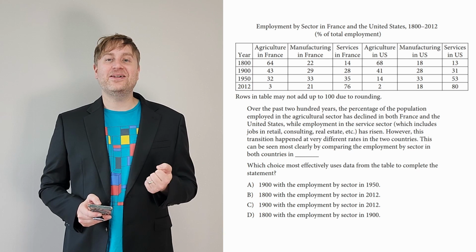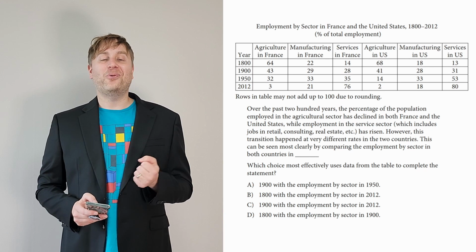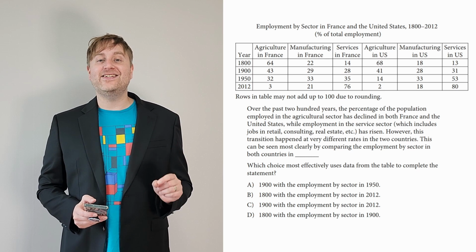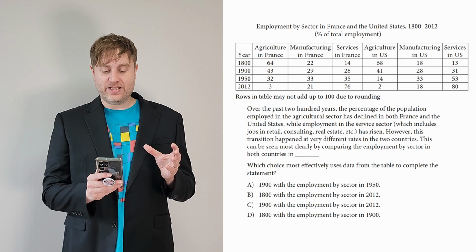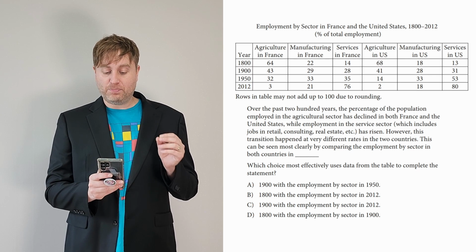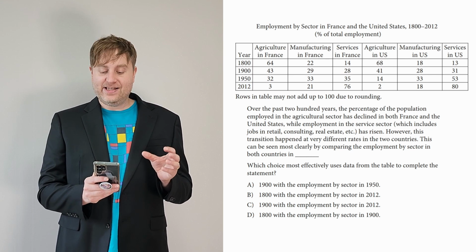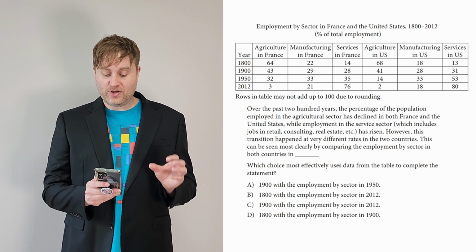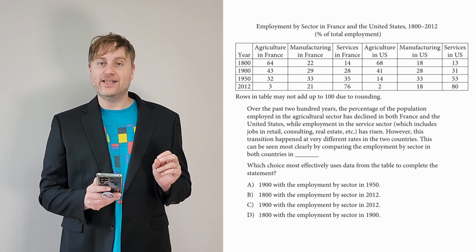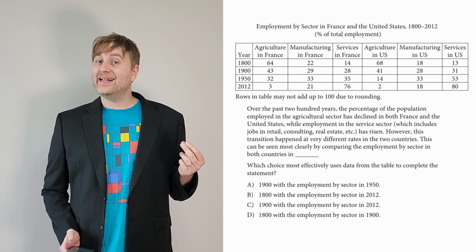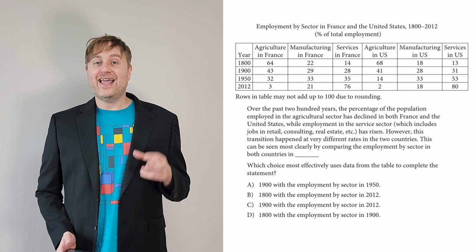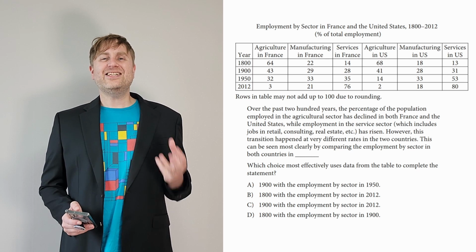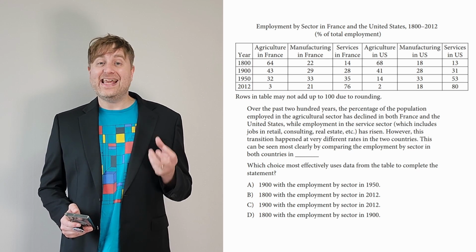Mr. Greenberg. Yes, student me? But what's this transition? Great question, and unfortunately to answer it, we're going to have to backtrack one sentence further. Over the past 200 years, the percentage of population employed in the agricultural sector has declined in both France and the United States, while employment in the service sector has risen. So to put it all together, in both France and the United States, employment in the agricultural sector has fallen, but in the service sector, it's risen. But this transition has occurred at different rates in the 2 countries.